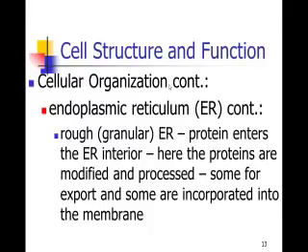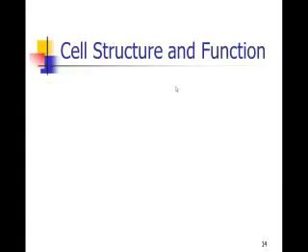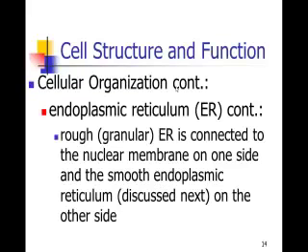You might wonder why the ribosomes would benefit by being outside of the endoplasmic reticulum. The answer is that the amino acids needed for the protein synthesis are in the cytoplasm. So that's the raw material that the workers need in order to get the finished product. The endoplasmic reticulum is connected to the nuclear membrane on one side, and then it's connected on the other side to the smooth endoplasmic reticulum. We're going to talk about the smooth endoplasmic reticulum next.